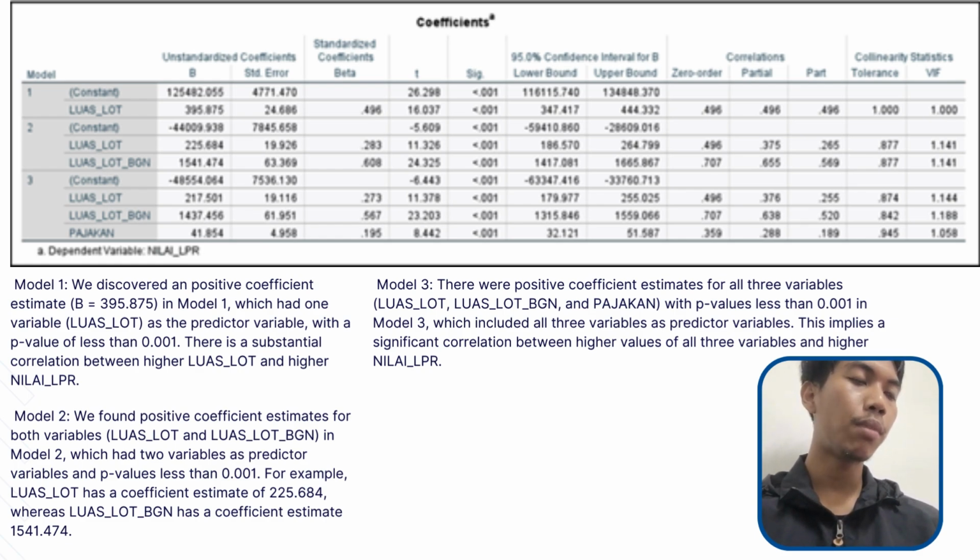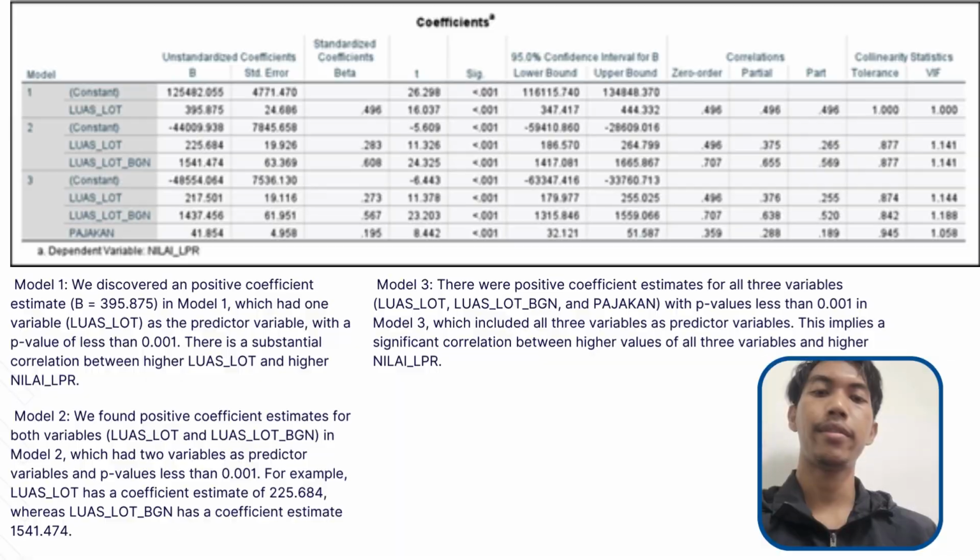For model 3, there were positive coefficient estimates for all three variables, luas lot, luas lot bangunan, and pajakan, with a p-value less than 0.001 in model 3, which included all three variables as predicted variables. This implies a significant correlation between higher values of all three variables and higher nilai LPR. The strong evidence indicates a positive association. Based on these consistent findings across all three models, the dependability of these associations is further confirmed by the solid statistical significance, p less than 0.001.